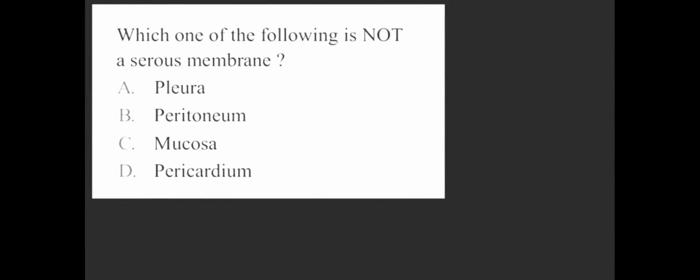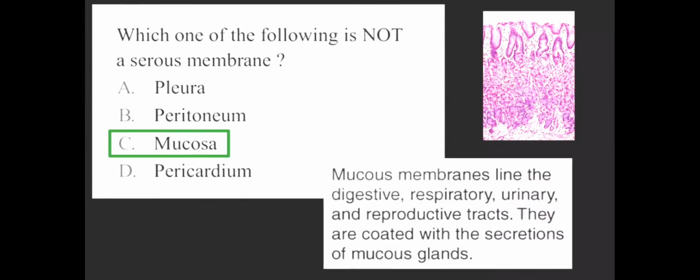Which one of the following is not a serous membrane? A. Pleura, B. Peritoneum, C. Mucosa, D. Pericardium. And the correct answer is C. Mucosa. A mucous membrane or mucosa is a membrane that lines various cavities in the body and covers the surface of internal organs. Mucosa consists of one or more layers of epithelial cells overlaying a layer of loose connective tissue. Some mucous membranes secrete mucus, a thick protective fluid.